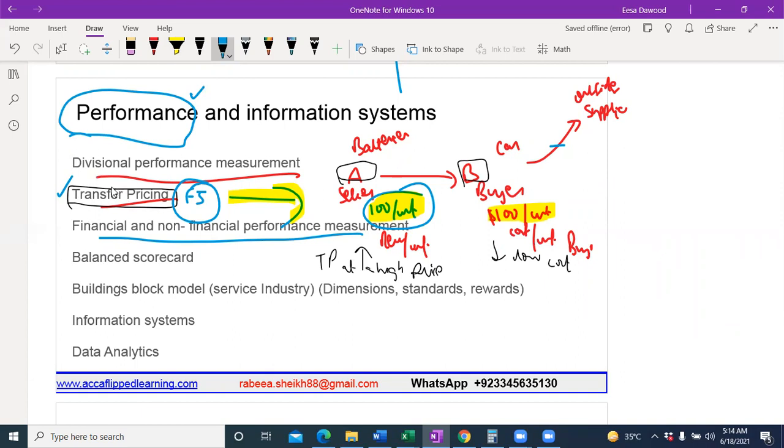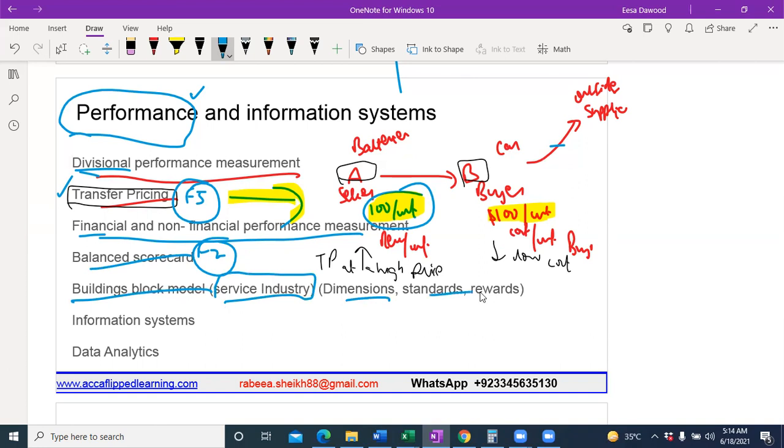So these are the topics a question can come up from. It could come from divisional performance measurement. A question could come from transfer pricing, or where you need to assess the financial and non-financial performance of the company. You have done balanced scorecard in your F2 exam. So a question could come from balanced scorecard. A question could also come from another model, which is a performance assessment tool for a service industry.